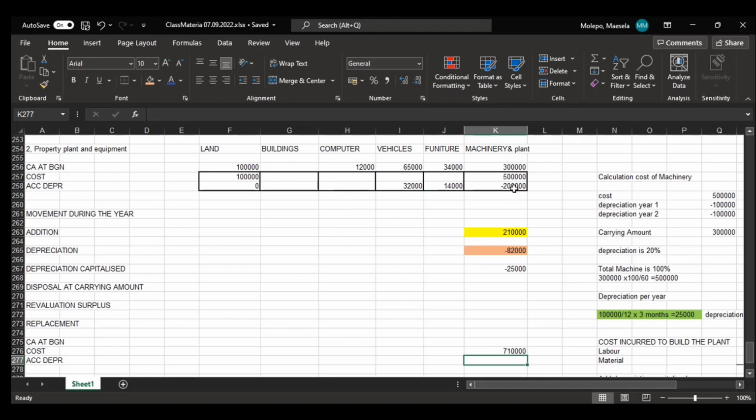And then our accumulated depreciation will be the 200,000 minus, then you add 82,000 minus, then you add 25,000 minus, and they will give you a new minus, which will be minus 307. So let's calculate them: 200,000 plus 82 plus 25. It gives you 307. So we get 307. So we are happy to say our accumulated depreciation at the end of the year is 307.